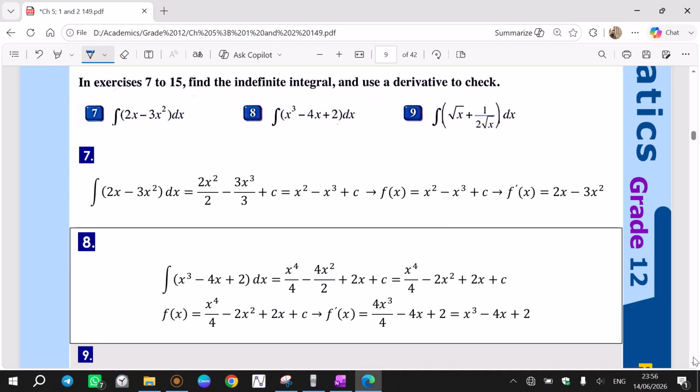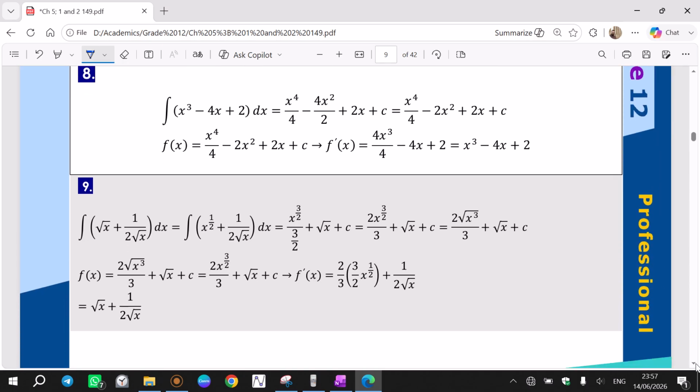These questions are all quite basic. Question 9, make this x power 1 over 2 and send this radical x up. It will be x power negative 1 over 2 and there is 2 down. Then do integral of each one separately. The result will be like this.